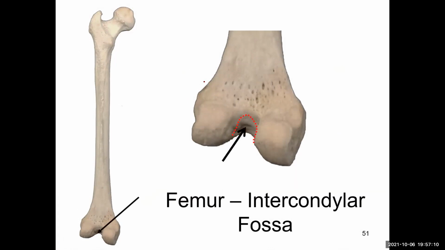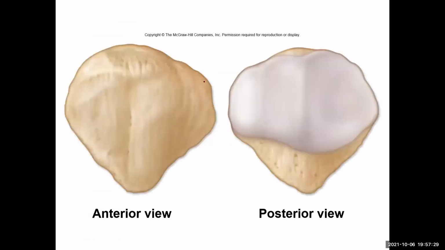And then in between our two condyles, we have a space there. It's the intercondylar fossa. We just talked about the anterior cruciate ligament and the posterior cruciate ligament. They reside inside that space there. That is the intercondylar fossa.